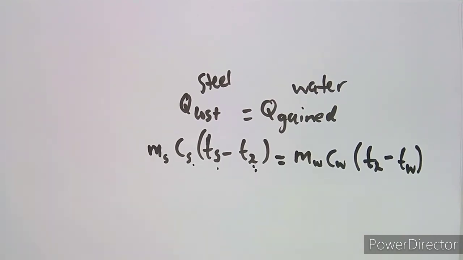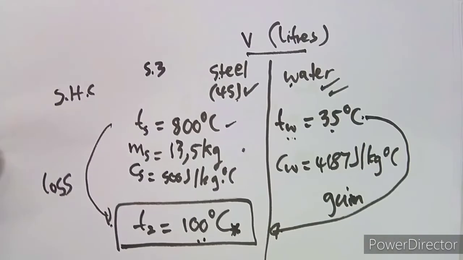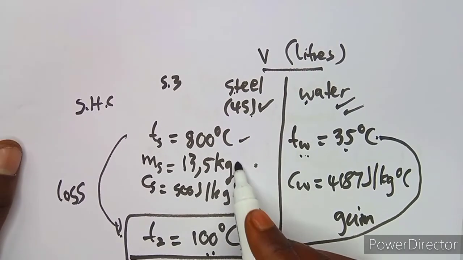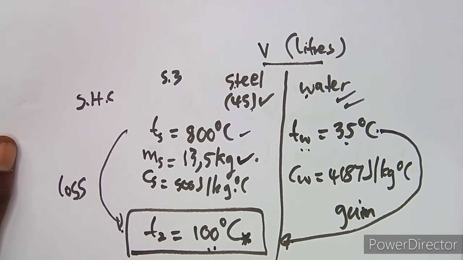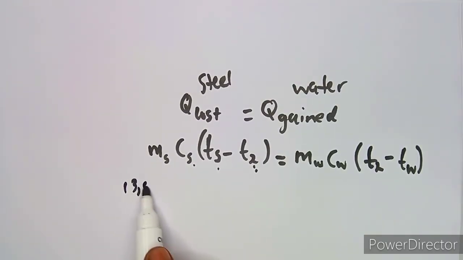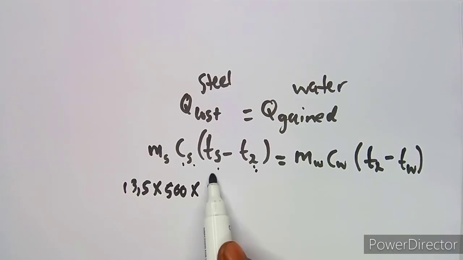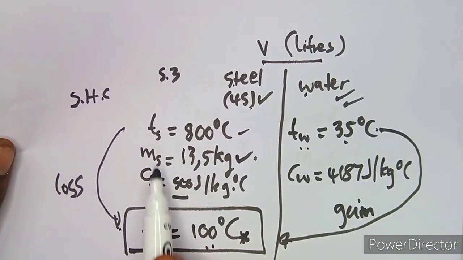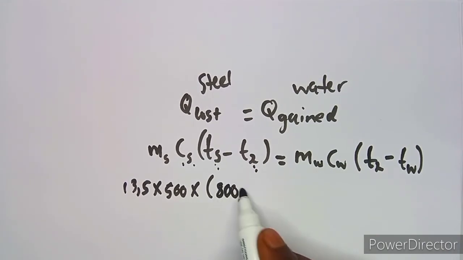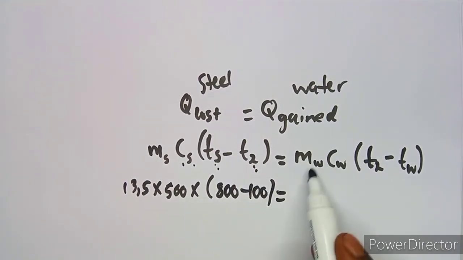So what we are going to do is to substitute the values and determine the mass of water, because we've got the mass of steel. Remember, the mass of steel we are given is 13.5 kgs. So you're going to have 13.5 times specific heat capacity of steel, which is 500, times the change, which is Ts minus T2, which is 800 minus 100.